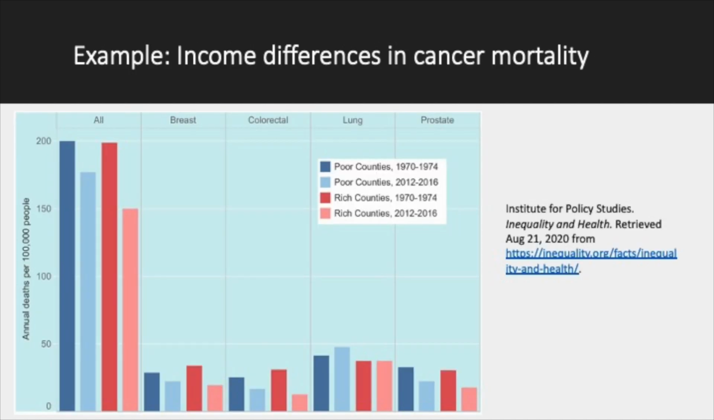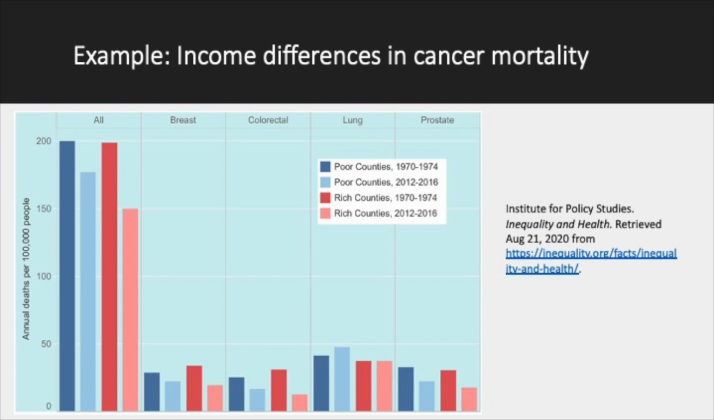All right, let's do an example and really apply that idea of health inequity. We see income differences in cancer mortality in the US. This is actually showing us some data at the county level. So it's not perfect. We're not looking at individual level income and individual level cancer mortality, but we're looking at county level income and county level cancer mortality. And what we see here is that people who reside in poor counties are disproportionately more likely to die of cancer.